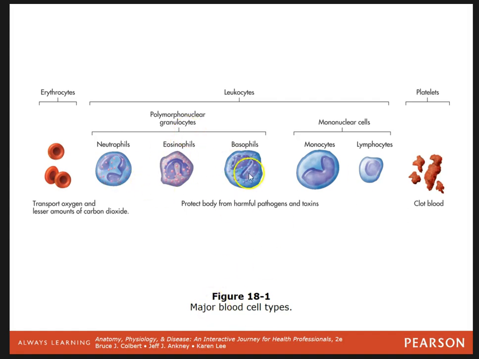Then we have our more specific white blood cells. We have neutrophils, eosinophils, and basophils. And the eosinophils are, for example, ones that respond in an allergic response.